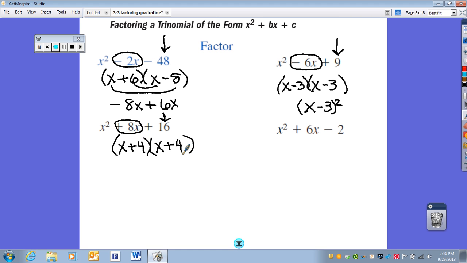When I multiply the outside terms, I get 4x, and the inside terms I get 4x, which when combined gives me 8x. And I could also write these factors as x plus 4, the quantity squared.